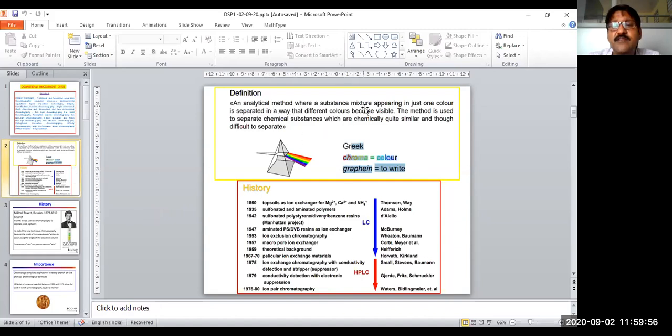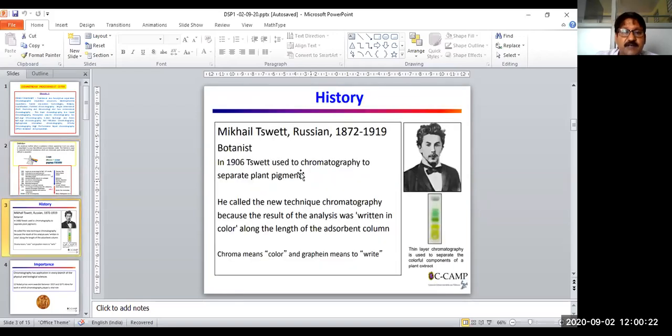It is an analytical method where a substance mixture appearing as just one color is separated so that different colors become visible. So you can easily see how many components are there in one component. You can see this is one component, and after passing through a particular process, you can easily separate all the components. So this is the best representation of chromatography. This is the first person officially documented who used chromatography.